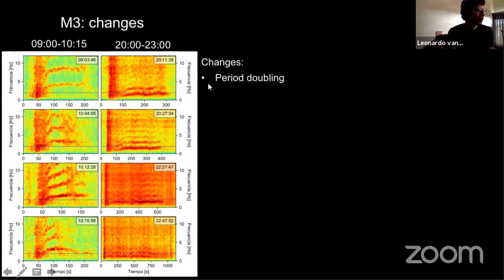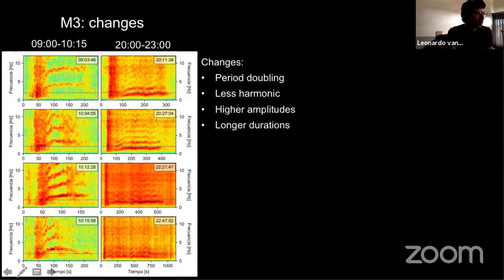For example, the period doubling: the fundamental frequency of the tremor drops by a factor of 2. Also, the tremor becomes less harmonic, the amplitudes are higher at this moment, and the durations are longer. For example, this is the last event that we detect in this sequence, and then it is followed by a broadband, high amplitude tremor, and then the eruption began.